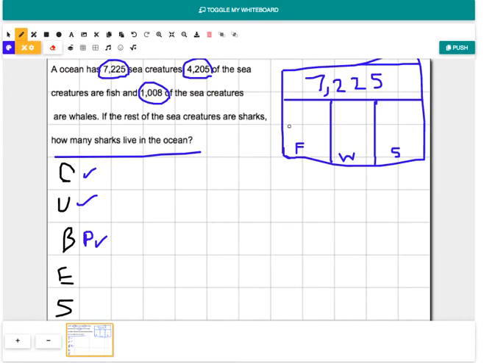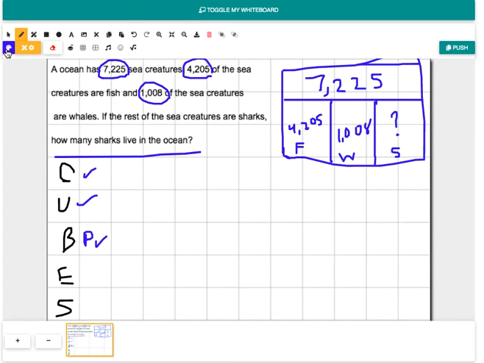So the number of fish, we're going to write inside the fish box: 4,205. The number of whales, 1,008. And we're missing the sharks. So that's the one we're trying to find. When we're missing a part, that means we're going to have to subtract at some point.